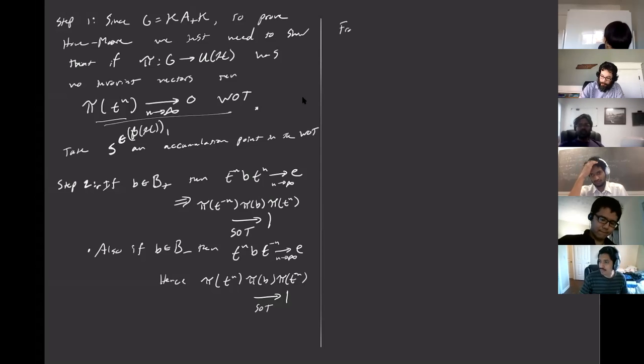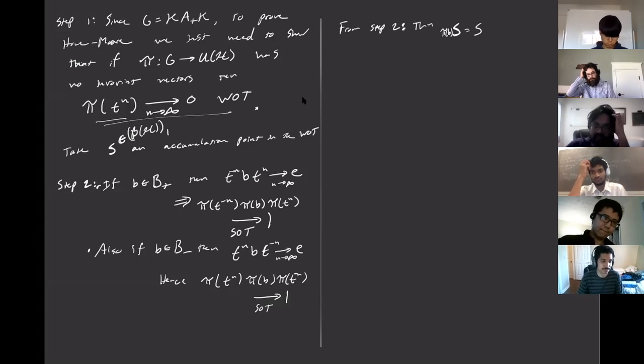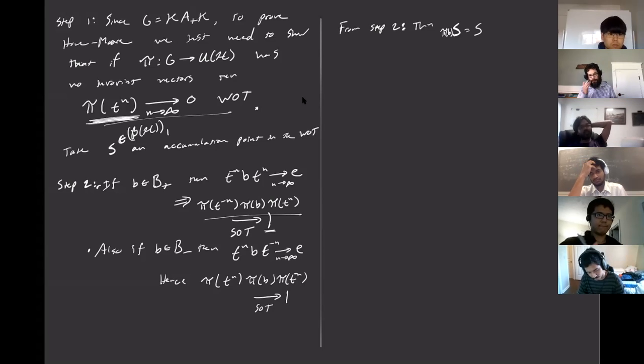And from step two, this is sometimes separated out in books when they prove Howe-Moore, as what they call Mautner's lemma, which just says that it follows from step two that if we look at S times pi of b, this is equal to S. That's just because S is going to be some weak accumulation point of pi of T^n. So S is roughly equal to pi of T^n, and then we use the conjugation and write this as roughly pi of T^n times something that's very close to one. And then we use the fact that strong operator topology times weak operator topology still gives you convergence in the weak operator topology.